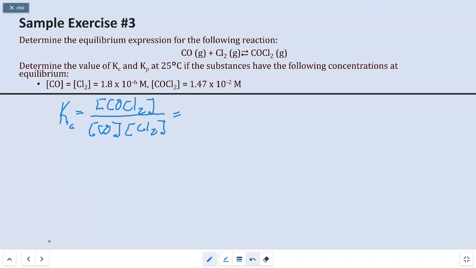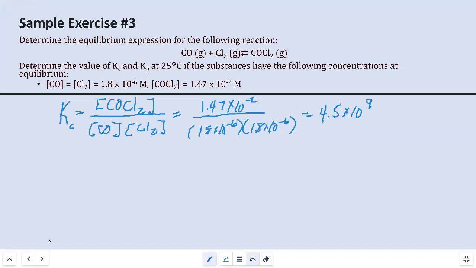Substituting in our concentrations, 1.47 times 10 to the negative second for the carbonyl chloride, divided by 1.8 times 10 to the negative sixth, and 1.8 times 10 to the negative sixth again. 1.47 times 10 to the negative second divided by 1.8 times 10 to the negative 6 squared, to two significant figures, is going to give us a pretty big value here, 4.5 times 10 to the ninth.